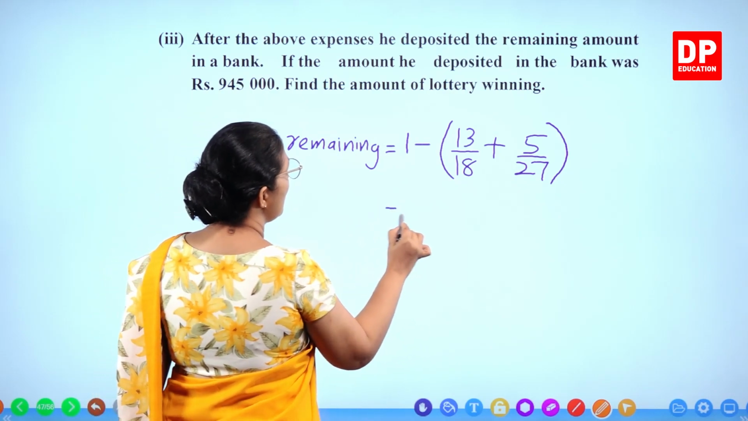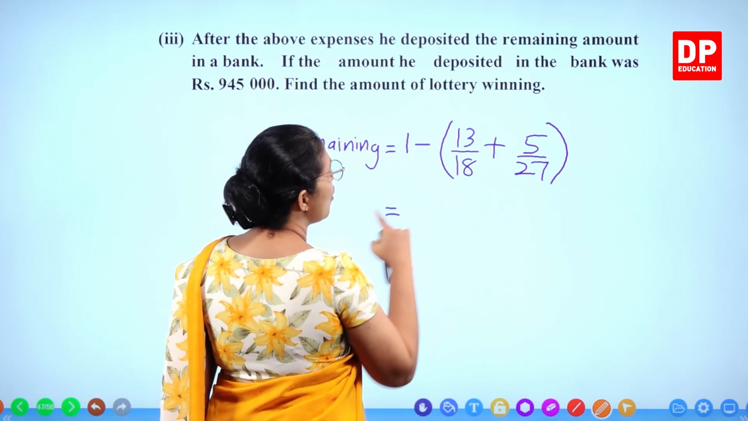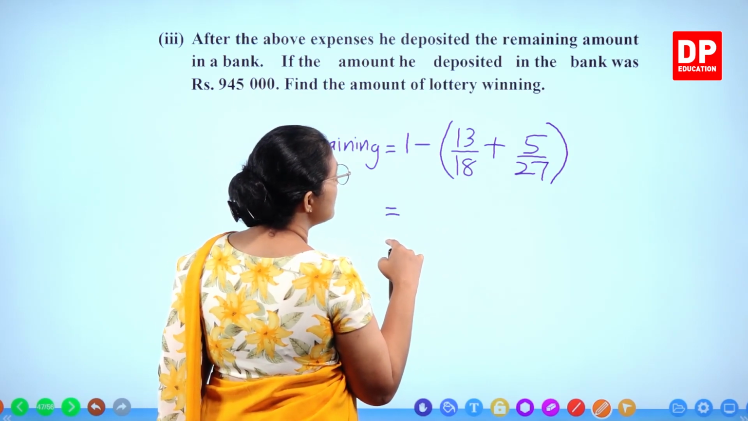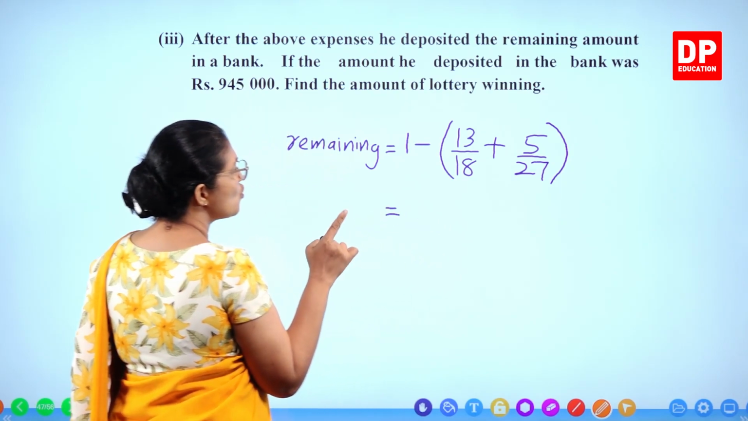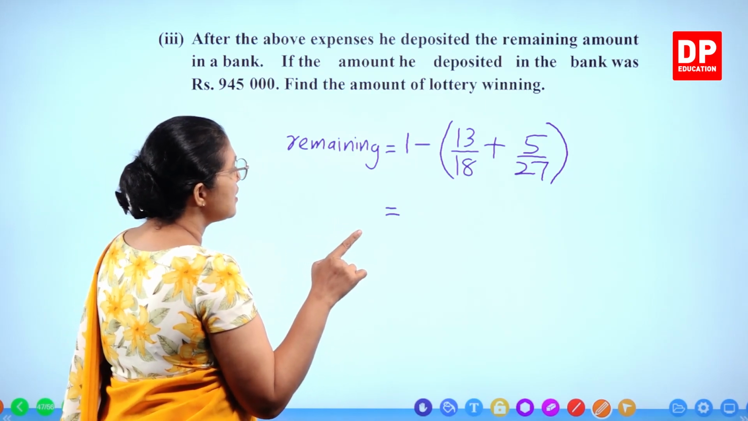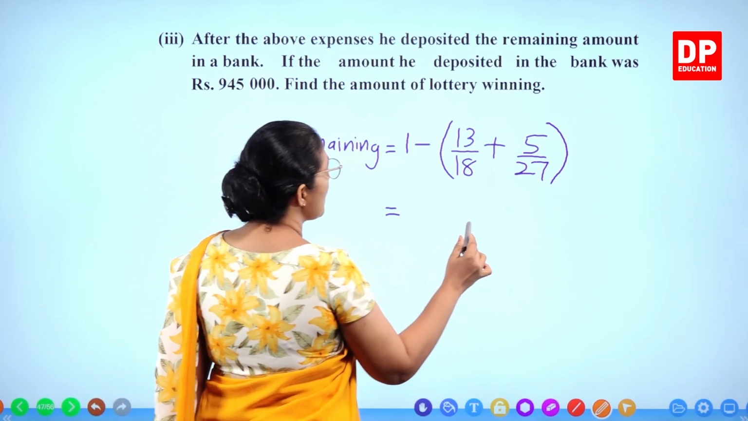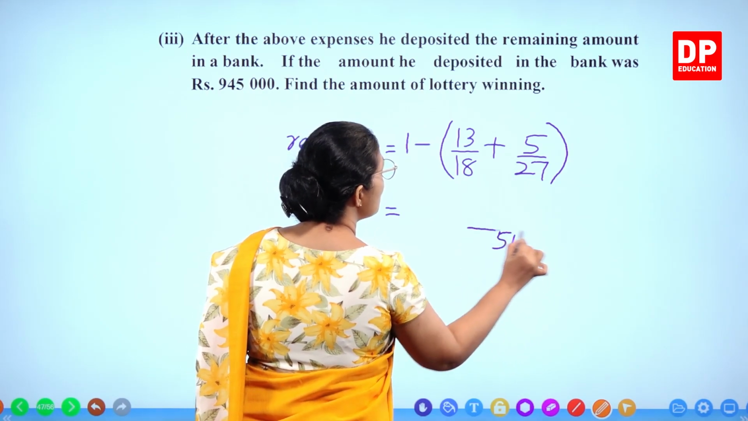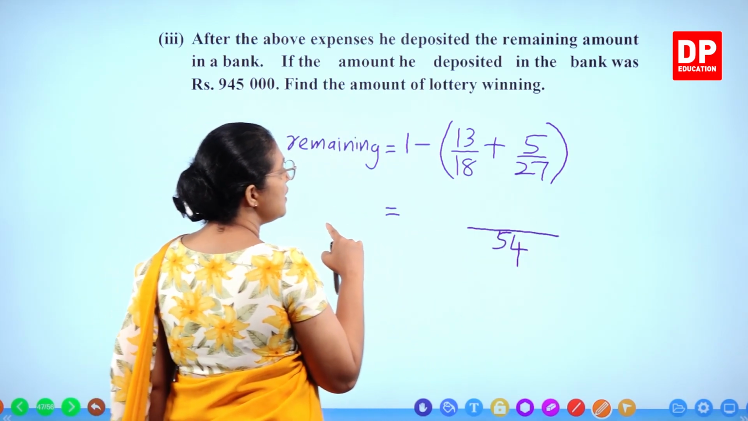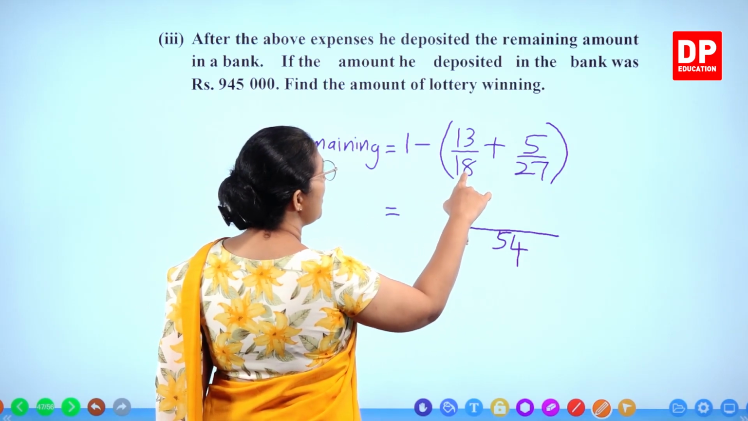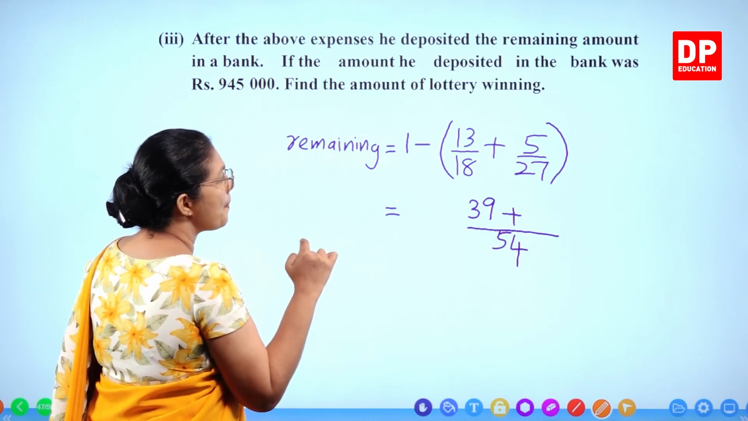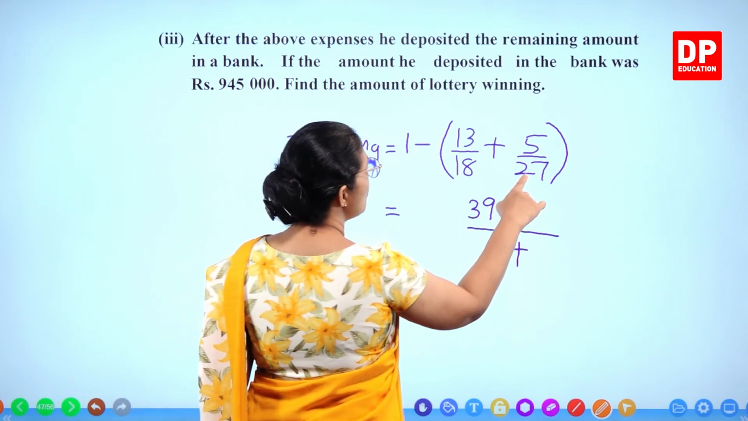How do you find out the value? What's the lowest common multiple of 18 and 27? This is 9 times 3, 9 times 2. So 9 times 6 is the lowest common multiple. 9 times 6 is 54. So that means this is multiplied by 3, and this one multiplied by 2.